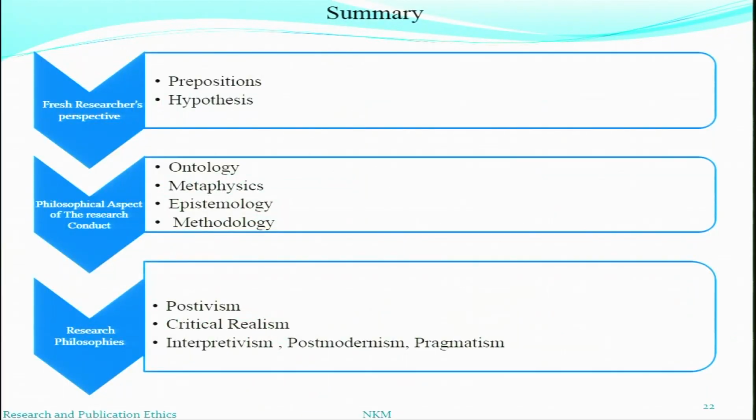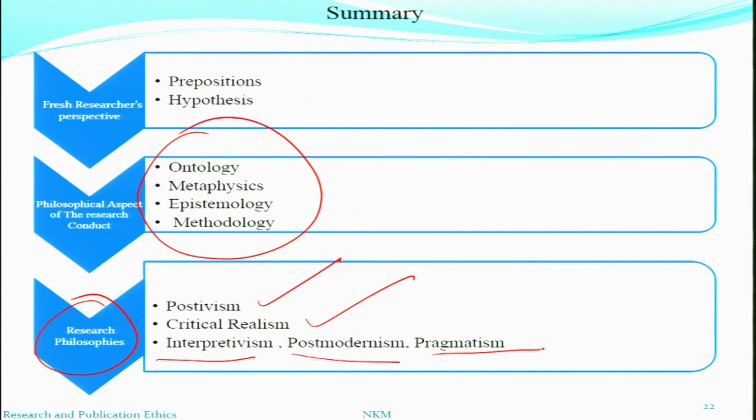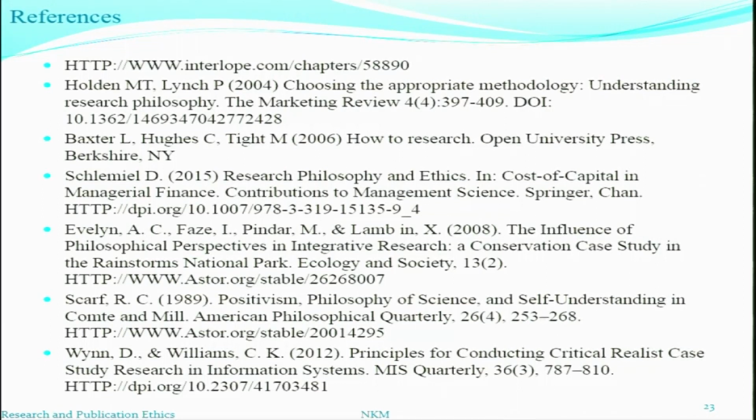So now let's summarize what we have done in this lecture. First we tried to understand research from the fresh researcher's perspective. There we talked about propositions and hypotheses, right? And then we moved to the next level of inquiry, which was based on the philosophical aspects of research conduct, where we talked about ontology, metaphysics, epistemology, and methodology, right? They are really basic components of research. And then in the end we moved to the discussion on research philosophies, and that's where we talked about positivism, critical realism, interpretivism, postmodernism, and pragmatism. So these are some references that I have used to prepare this lecture.